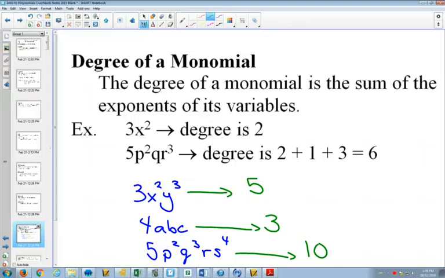Can you see yourself making that mistake? Can you see yourself adding the 2 plus 3 plus 4 and getting 9 and forgetting that the R has an exponent of 1? Sometimes students like to, when they see a degree question, put a 1 up there just to help them remember to add it in. Because otherwise it could be easy to forget it. So this is the degree of a monomial.